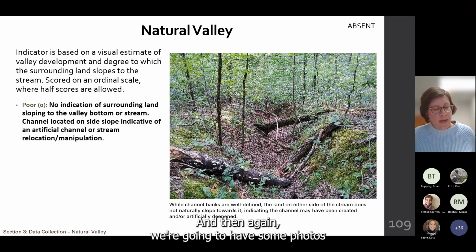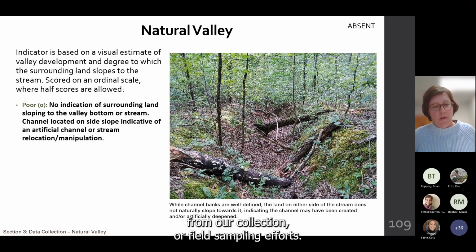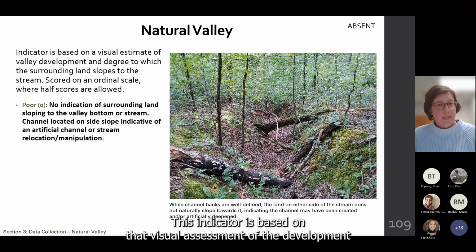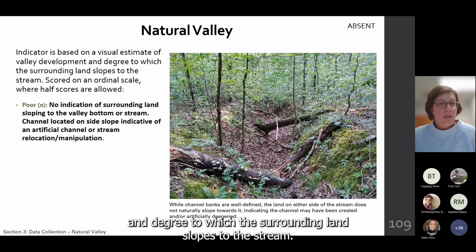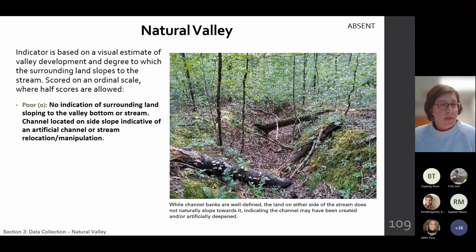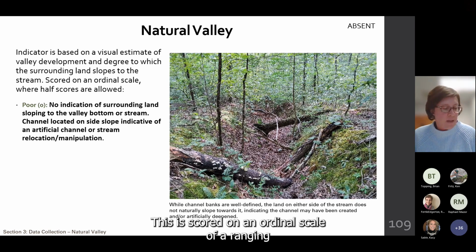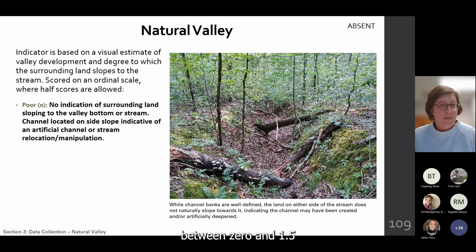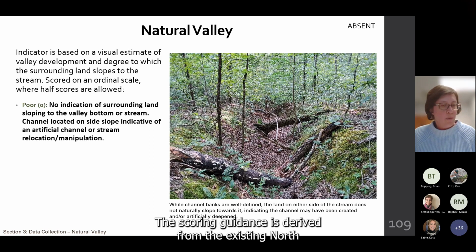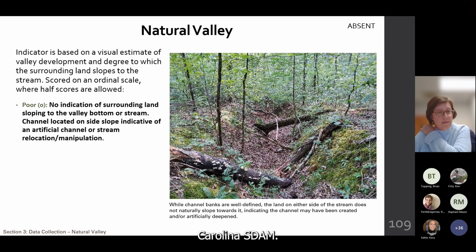And then again, we're going to have some photos from our field sampling efforts. This indicator is based on that visual assessment of valley development and the degree to which the surrounding land slopes to the stream. This is scored on an ordinal scale ranging between 0 and 1.5, and half scores are also allowed here. The scoring guidance is derived from the existing North Carolina SDAM.